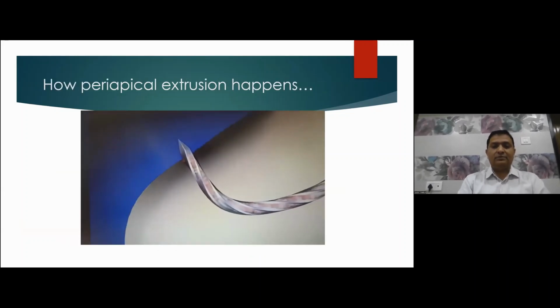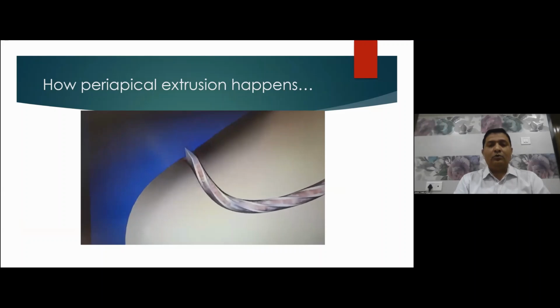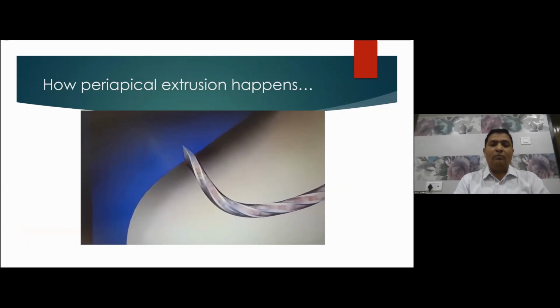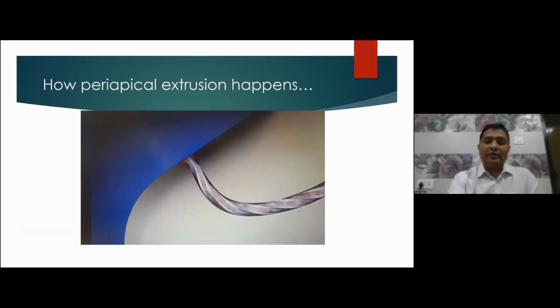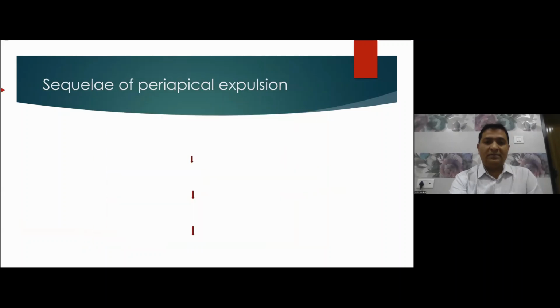How does this happen? During instrumentation or during patency checking of the root canal, we go beyond the apex, or during instrumentation also we extrude this material beyond the apex, causing periapical expulsion.